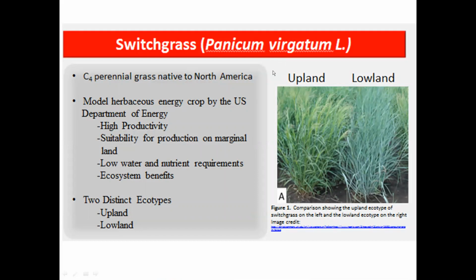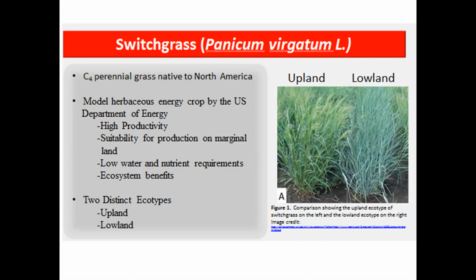Switchgrass is a C4 perennial grass that is native to the North American continent. It was designated as a model herbaceous energy crop by the United States Department of Energy in the 1990s. This has ultimately paved the way for research studies to be conducted with the goal to improve the quality and yields of switchgrass. Switchgrass has the potential to be highly productive and suitable for production on marginal lands.